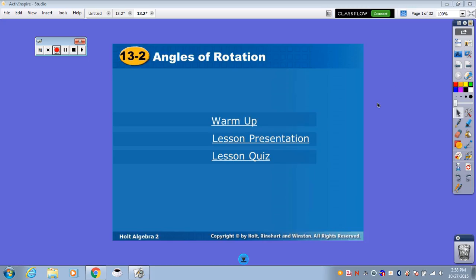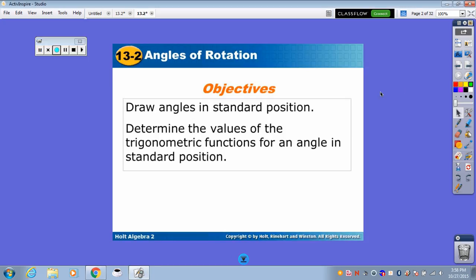Welcome to Angles of Rotation, the second section in Chapter 13, our Introduction to Trigonometry. In this section, we're going to draw angles in standard position and determine the values of the trigonometric functions for any angle in standard position.